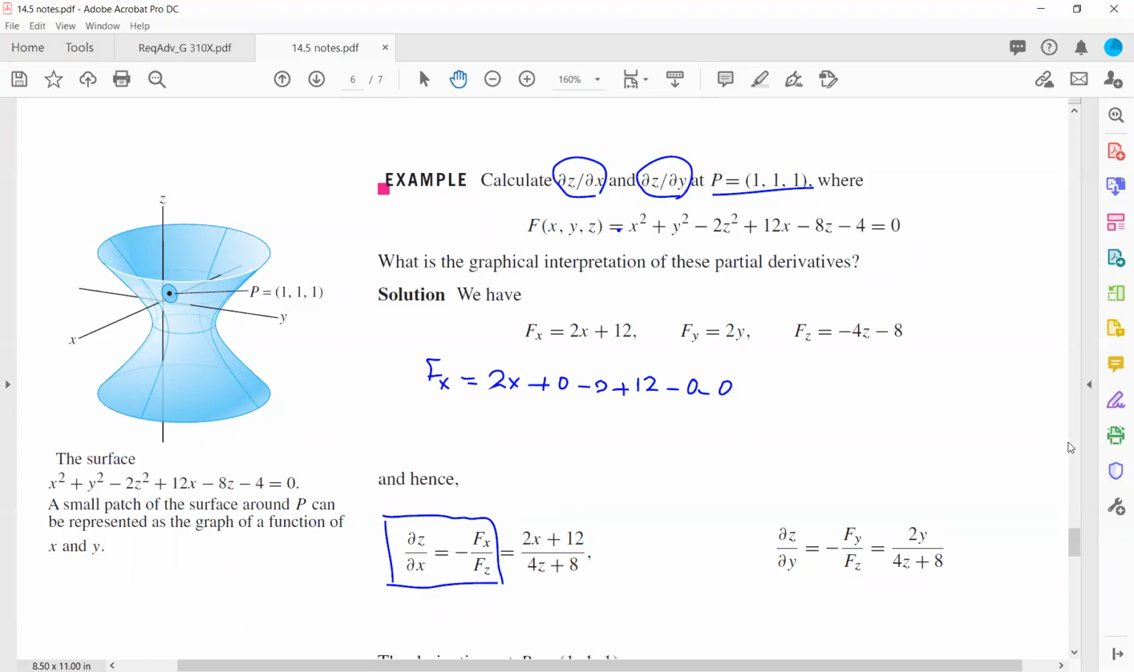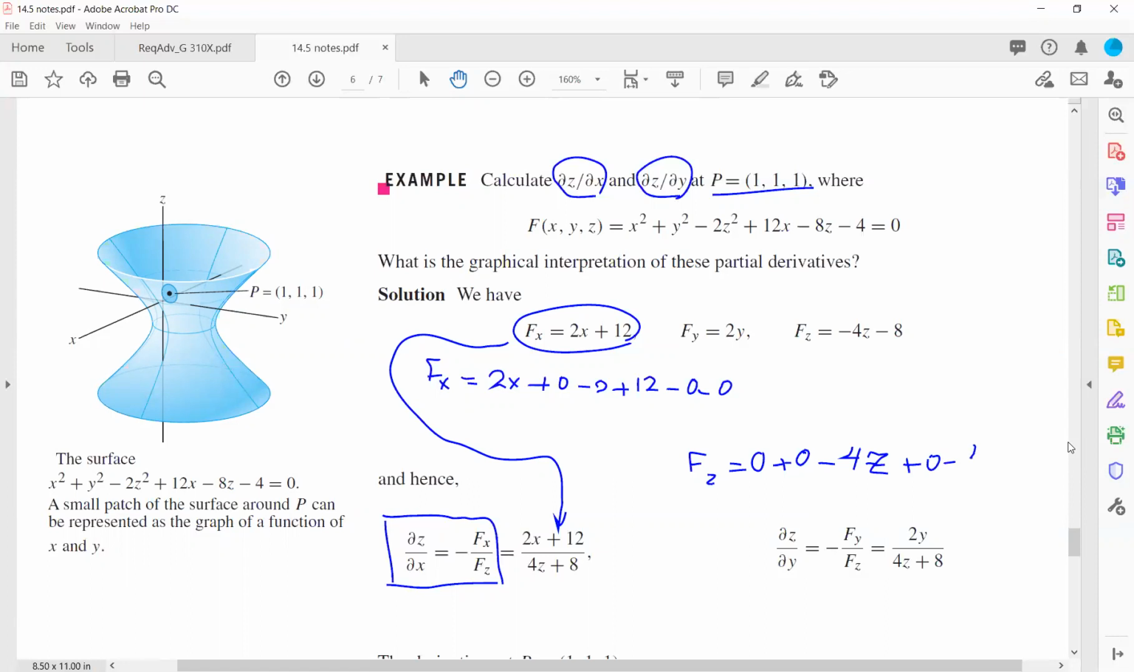This expression goes on the numerator, f sub x. On the denominator, you must have f sub z. So you are taking the partial derivative with respect to z. The first term has no z in it, the derivative is 0. The second term has no z in it, the derivative is 0. The third term is negative 2z squared, so you have minus 4z. The next term has no z in it, so it's going to be 0. And this term is negative 8z, the derivative is negative 8, and the derivative of a constant is always 0.